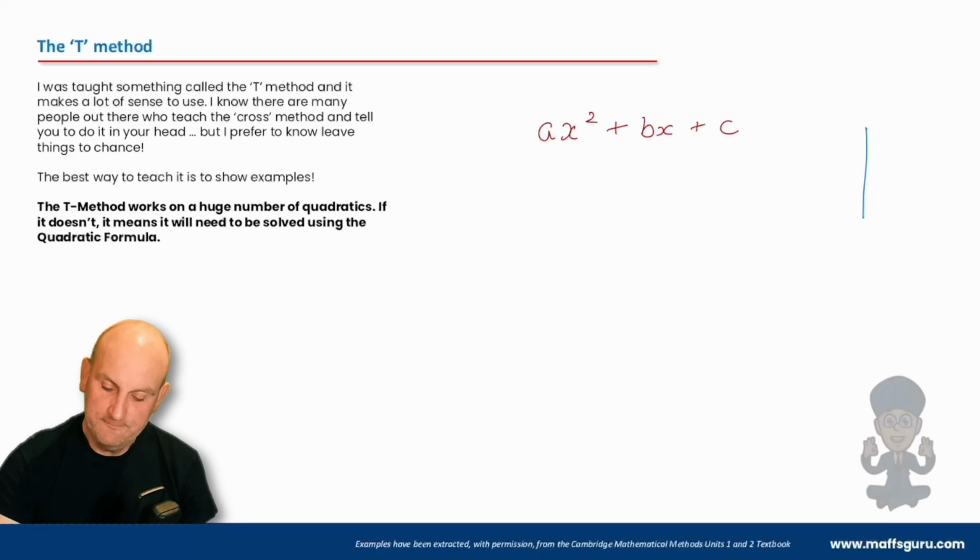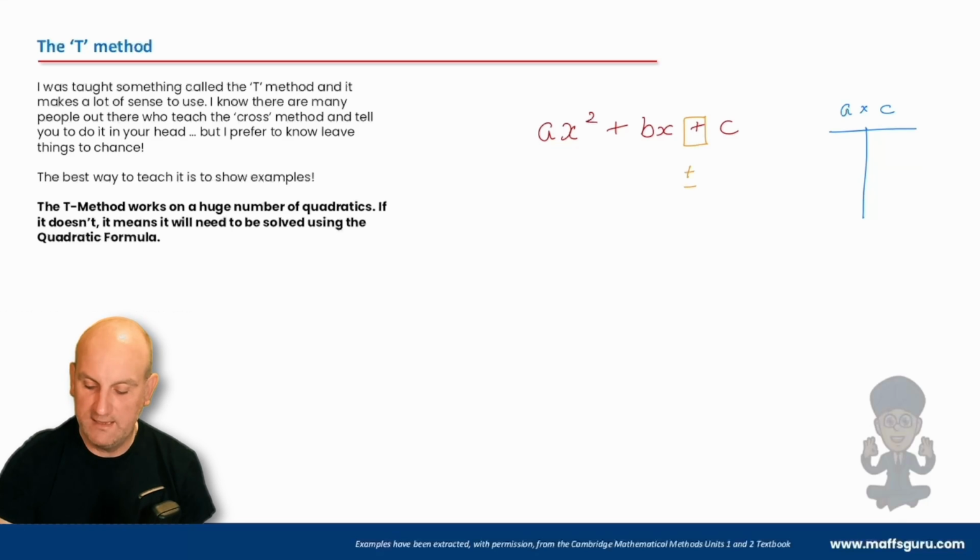You draw a T, and you simply take the a value and multiply it by the c value. Now, again, we have to be very, very careful here, because that can be a negative. Remember, that can be a positive, or it can be a negative, and we have to take account of that on my value of c here. And then once we've got this value of a times c, we just have to find all of the factors of that number and list them.